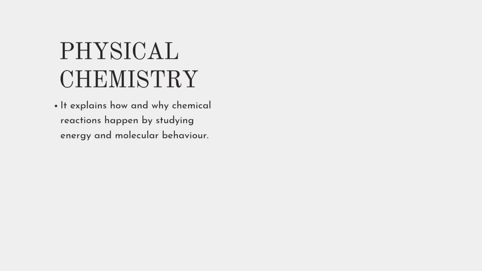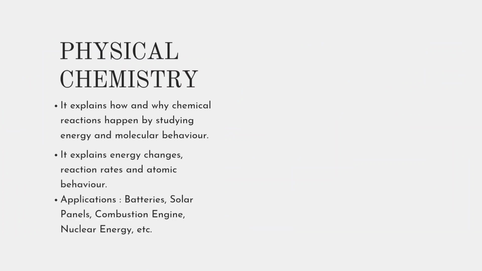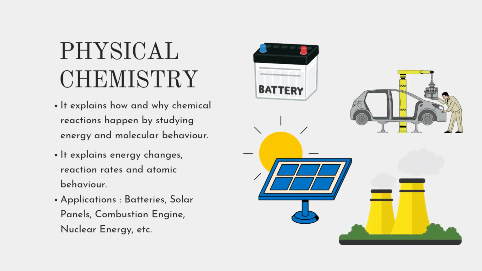Physical chemistry explains how and why chemical reactions happen by studying energy and molecular behavior. It helps us understand energy changes, reaction rates, and atomic behavior. Applications of physical chemistry can be seen in batteries, solar panels, and many energy-related technologies.